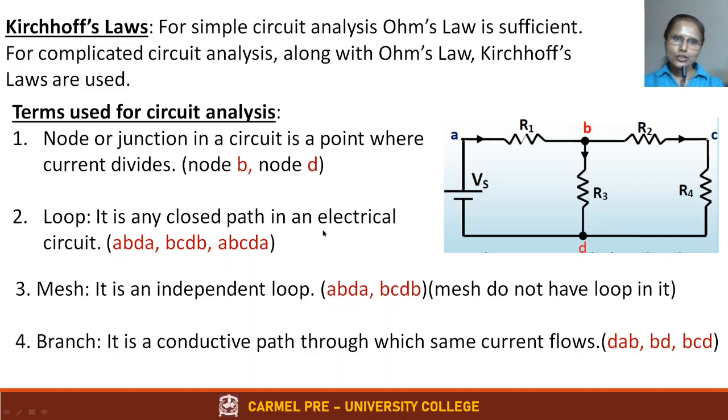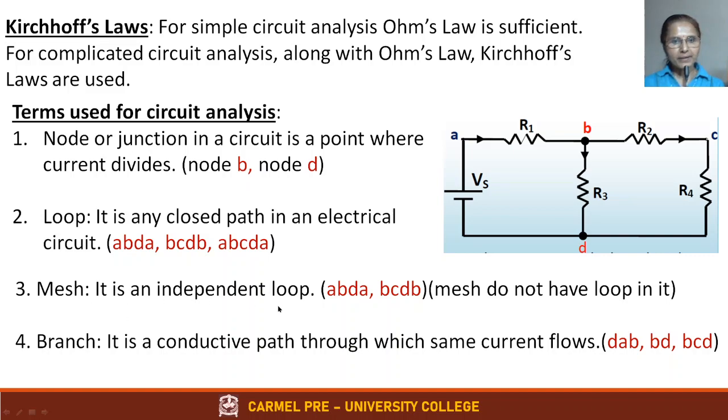Next, loop. It's any closed path in an electrical circuit. Closed path like this. Current will be flowing here, current will be flowing here, or current also will be flowing here. So which are the closed paths? A, B, D, A; B, C, D back to B; and A, B, C, D back to A. Those are the loops.